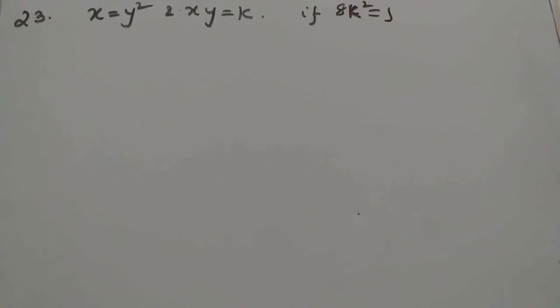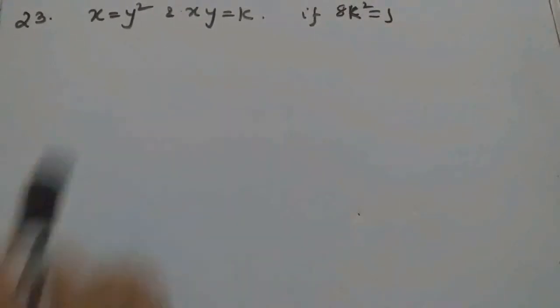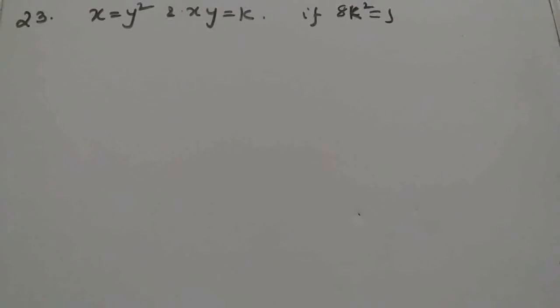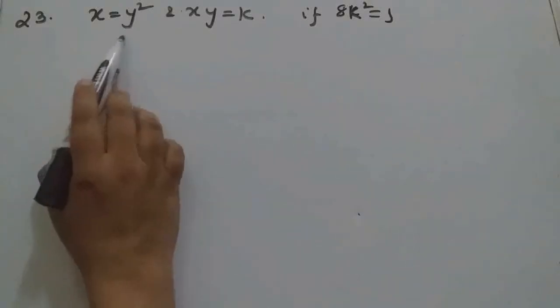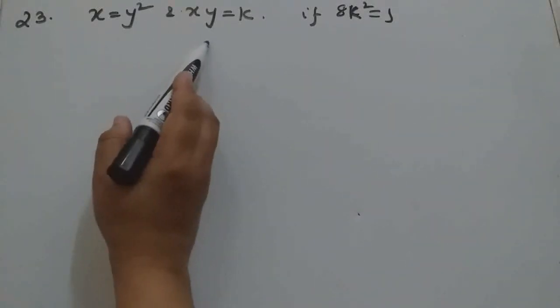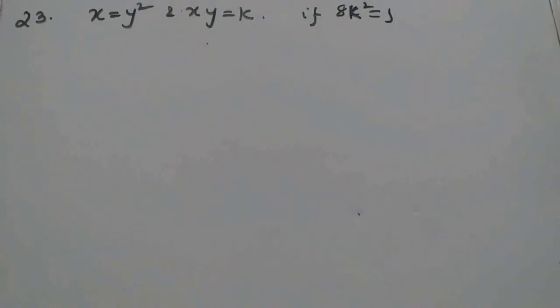Question: prove that these two curves cut at right angles if 8k square equal to 1. Cut at right angles means they are perpendicular. So if they are perpendicular, the product of their slopes will be minus 1. So we will find the slope separately for each of the curves, and we should know this condition also.